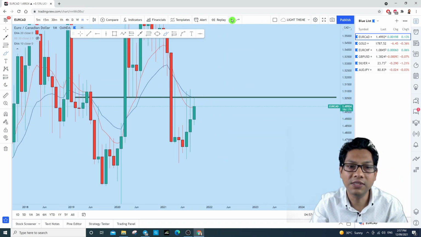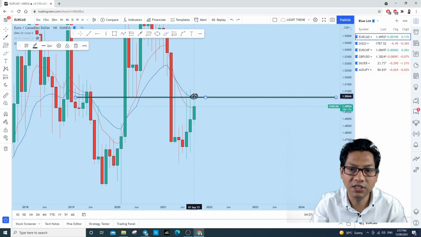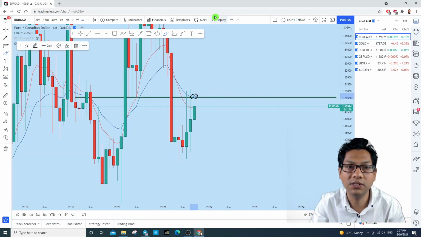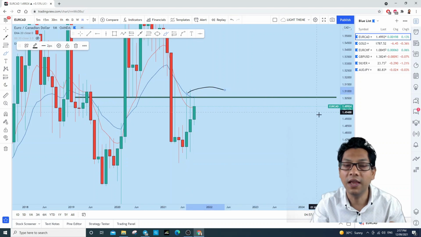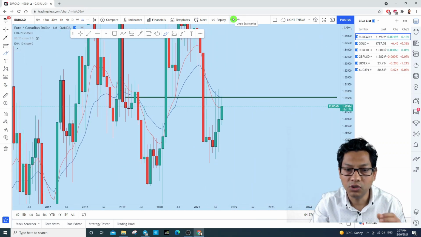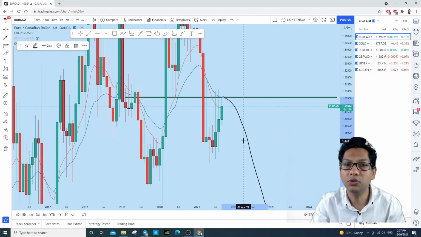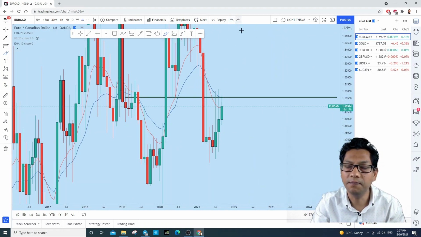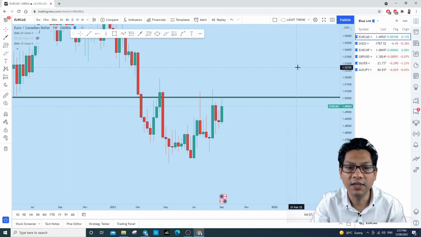Now you can see that this month there is still time remaining, but it couldn't create any new higher high. So what we might see from here is a new move to the downside. So on the monthly we have bearish momentum, going down to the weekly time frame.